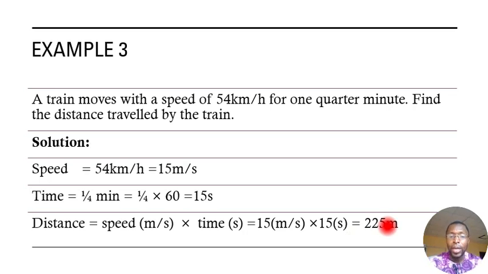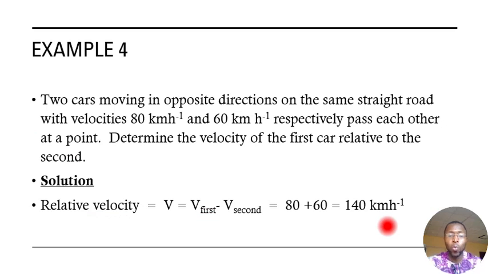Okay, let's go on to see another question. Here, it says two cars moving in opposite directions on the same straight road with velocity 80 km per hour and 60 km per hour respectively pass each other at a point. Determine the velocity of the first car relative to the second. This question is based on relative velocity.